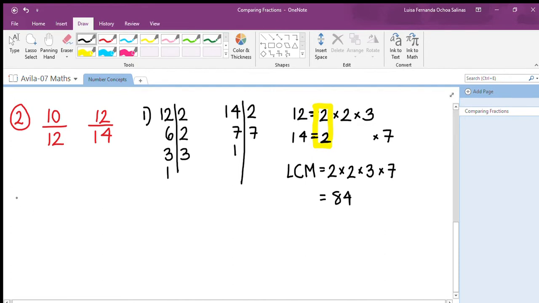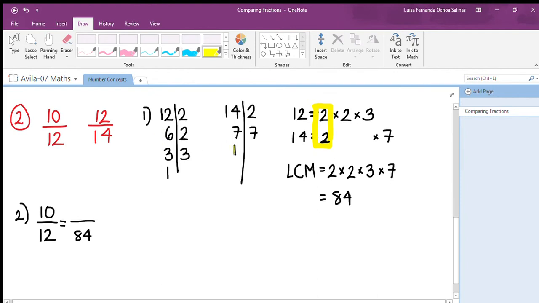Now let's do our second step here. So 10 twelfths has to be equal to something over 84. Okay, this is what I want to highlight here. Sorry girls, I'm going to highlight something here. I need a highlighter in this case. I'm going to use a different highlighter. I'm going to use the green highlighter. I want to show you something.